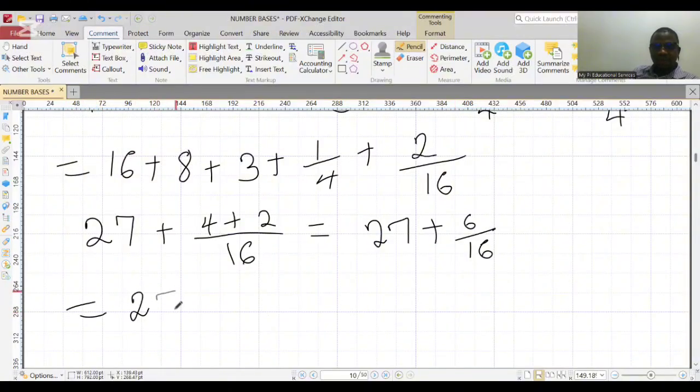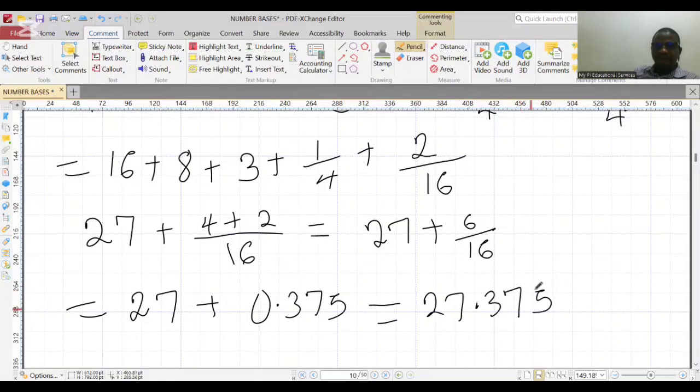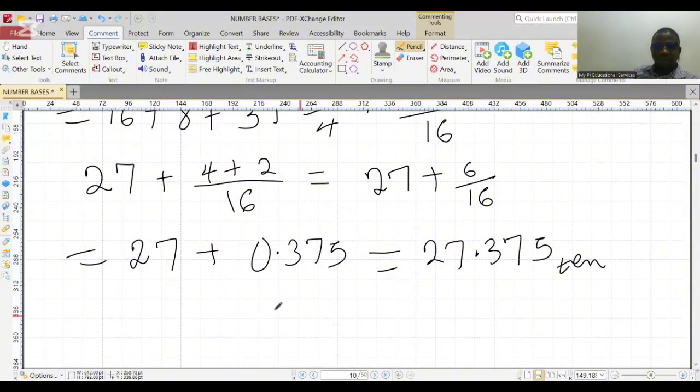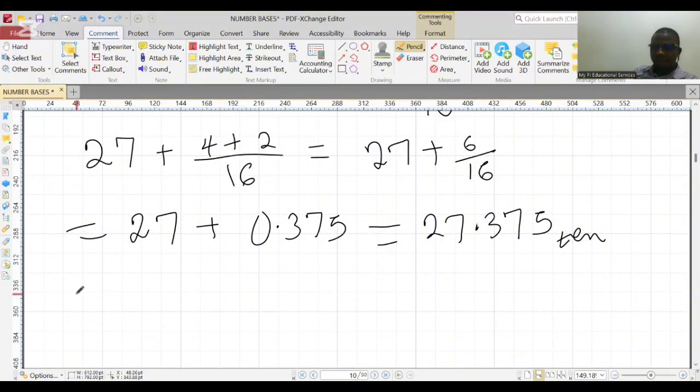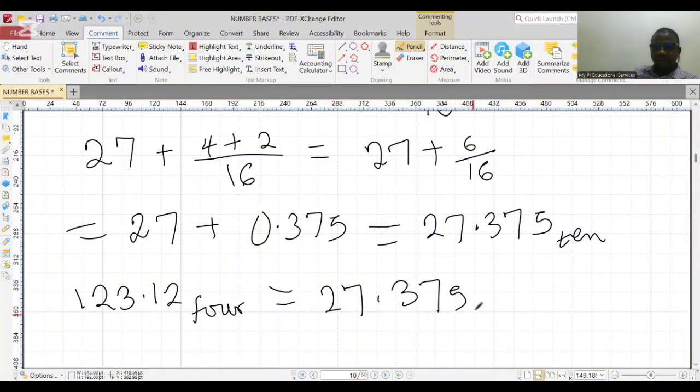So we have 27 plus, so when you change this to decimal, that will give you 0.375. And we have 27.375 base 10. So which means this number here, 123.12 base 4 will give us 27.375 base 10. So that is it.